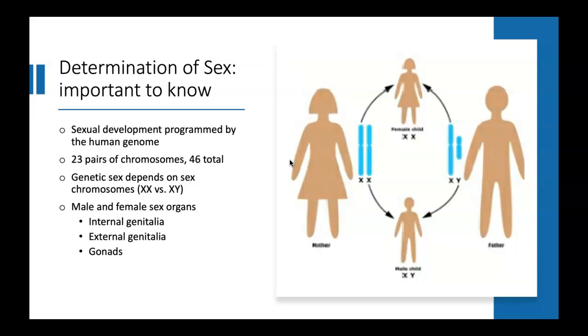Male and female sex organs consist of gonads, internal genitalia, and external genitalia. As far as internal genitalia, this is accessory glands and ducts that connect the gonads with the outside environment. And then the external genitalia are all visible external reproductive structures. So gonads can be classified as male or female gonads. Male gonads are called testes and female are called ovaries.